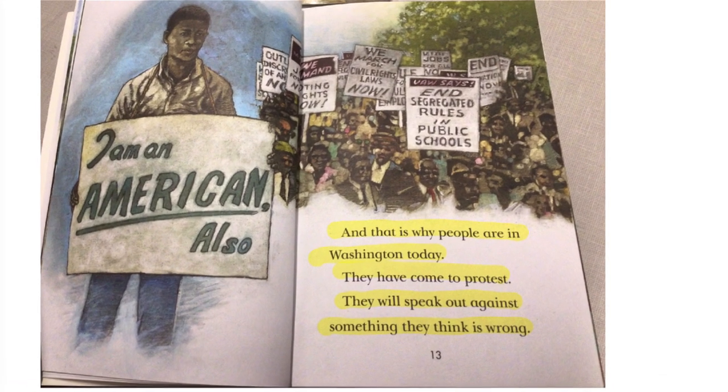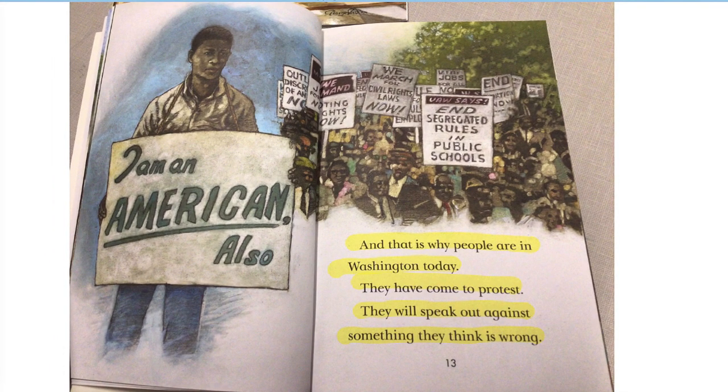I'm going to go back to page 13. I want you to think about, how are the people in this picture protesting? Why are the people in this picture protesting? You might have noticed that they are protesting by holding up signs. These signs are asking for change. They're protesting because they disagree with unfair laws. And they're protesting by marching to show they want change.